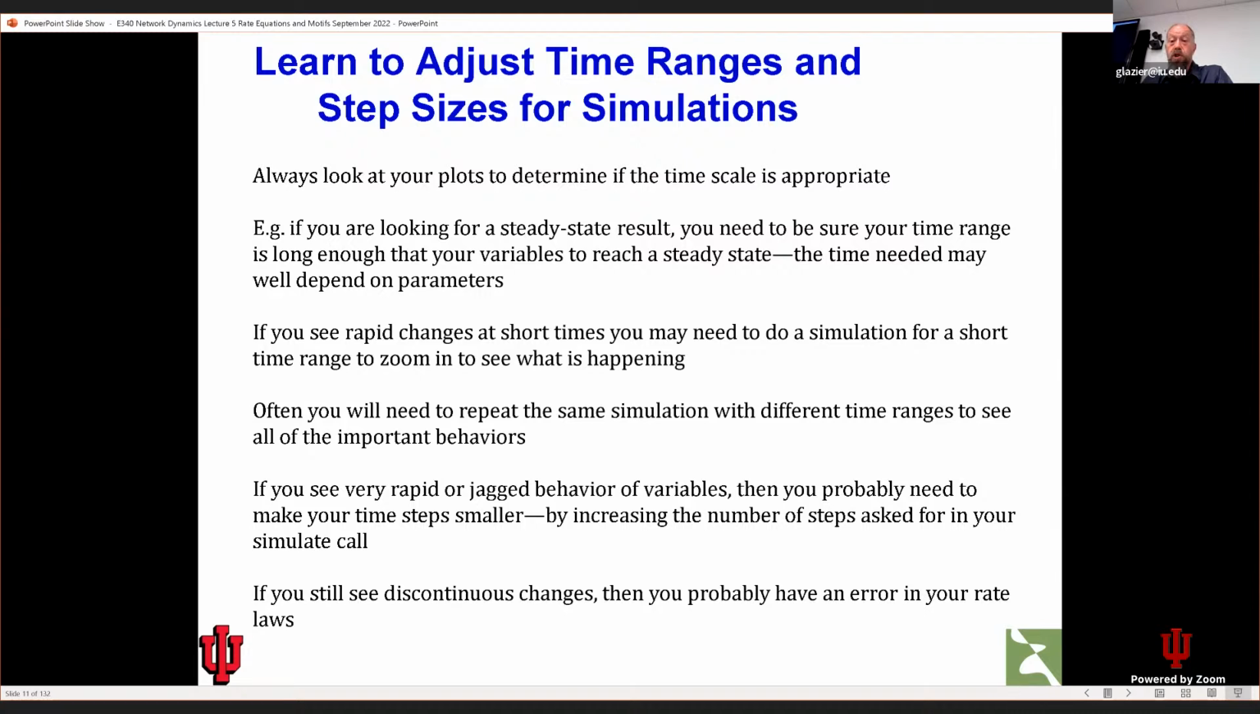And so whenever you see jumps in your simulation, especially at the beginning of a simulation, you have to first ask the question, is the time step appropriate? That is, is the number of points I'm using enough to smooth things out? And if that doesn't fix the problem, it means that there's something in the way you've defined the problem that isn't what you expect. It means the model has an error.